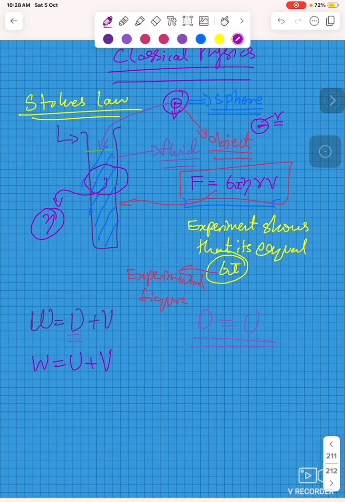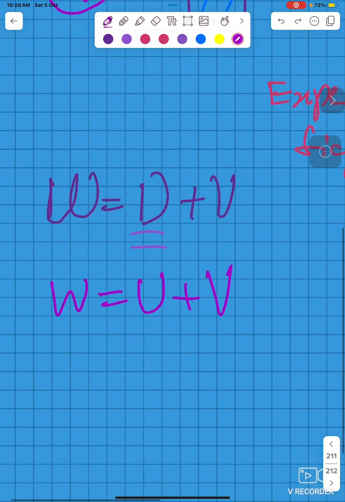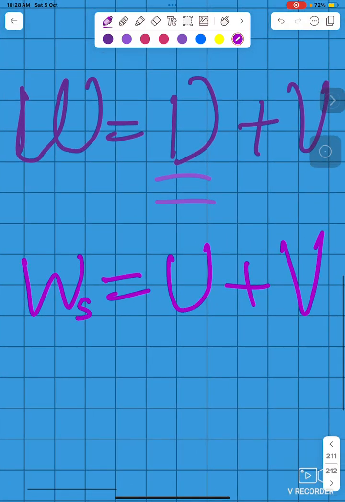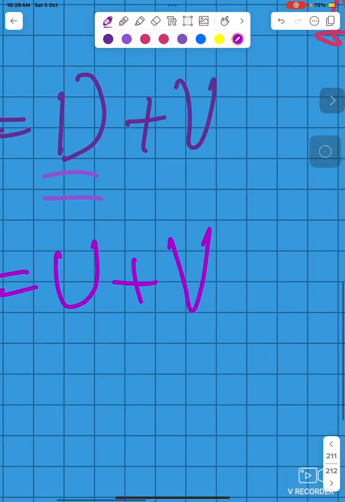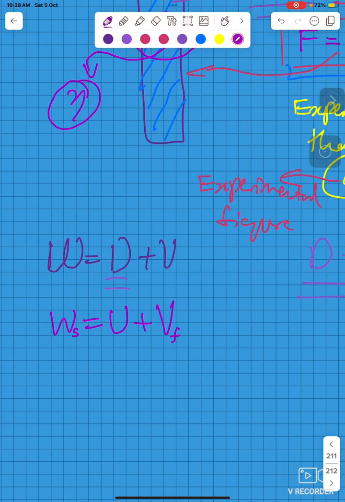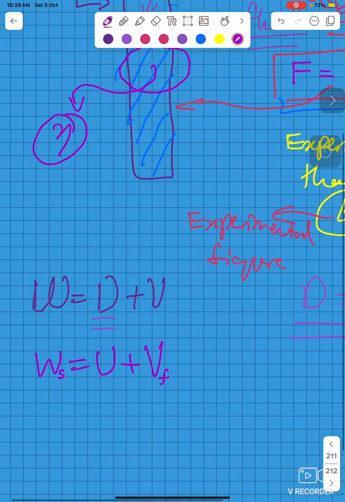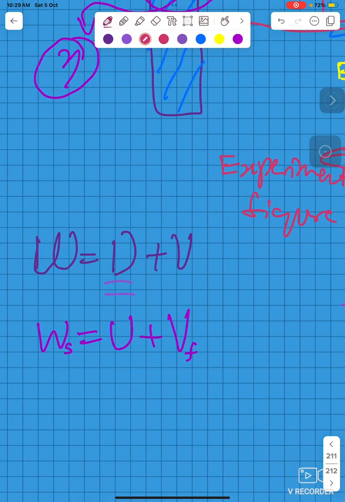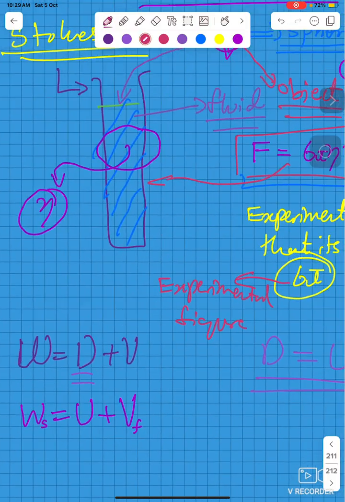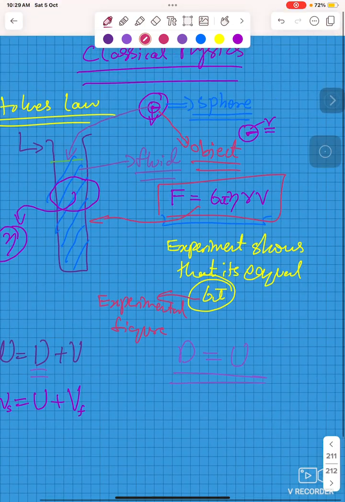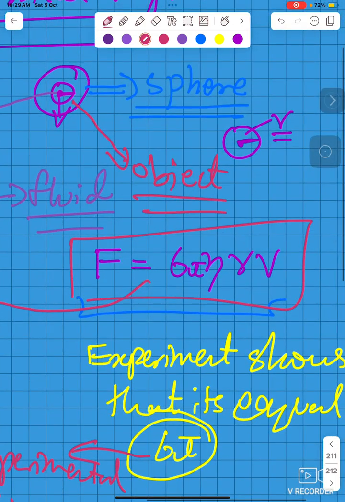Now, when we talk about this weight, this weight is of the sphere. Let me write the following: Ws, S is for sphere, and the viscous force is for fluid. Before talking about this, it's a complex one, so let's talk about this force figure first.